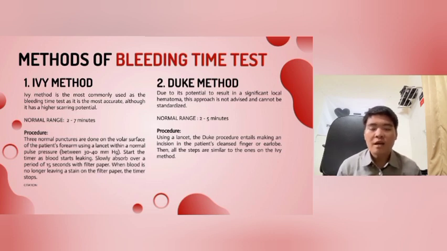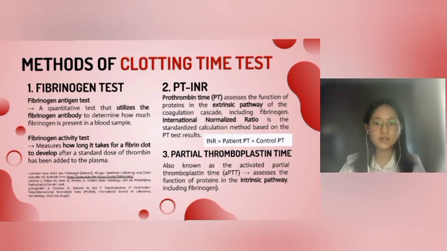The normal range for the Ivy method is 2 until 7 minutes, and for the Duke method is 2 until 5 minutes. The Ivy method is the most commonly used as the bleeding time test, as it is the most accurate, although it has a higher scarring potential. The Duke method is not advised and cannot be standardized because of its potential to result in a significant local hematoma. Next will be explained by my colleague. Thank you for the time.